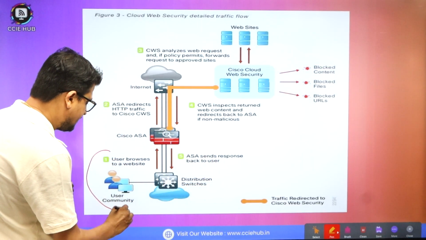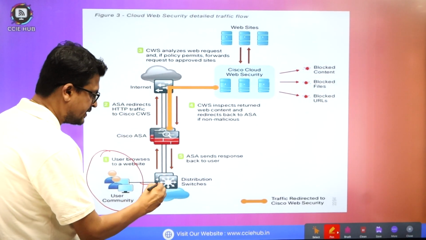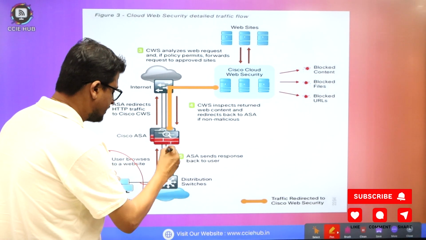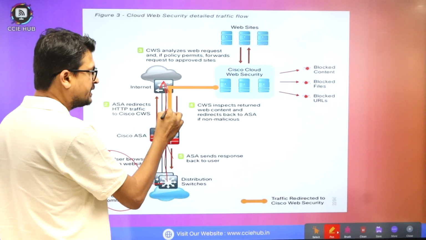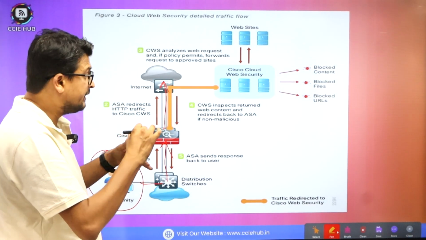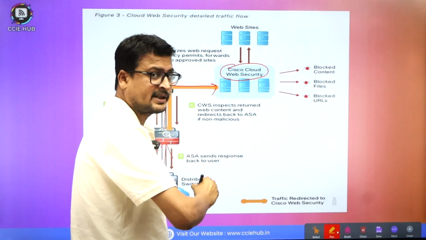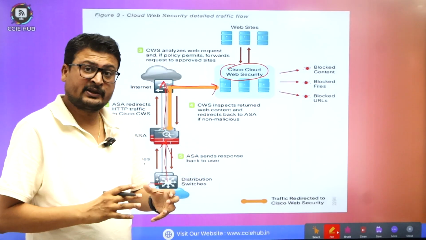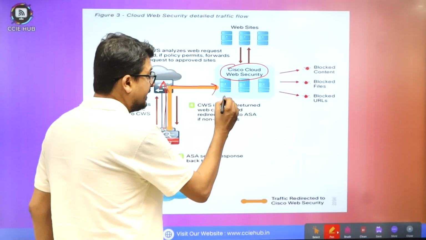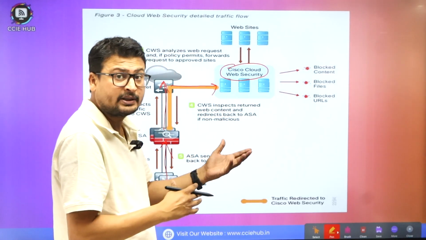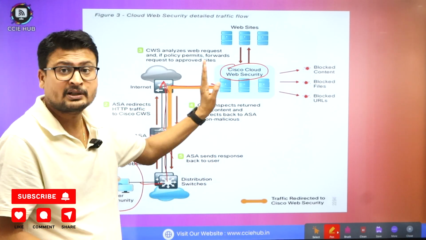Let's say these are the users in my organization. They are connected to our distributed switch, and from there they are connected to our gateway. This is our gateway, and from the gateway we are connected to the internet, and from the internet our traffic reaches our cloud. Now this is Cisco Cloud Web Security. It means those servers which will apply your policies to your web traffic are deployed somewhere on a cloud. It's not in our enterprise, it's not in our premises. It is somewhere present on a cloud.